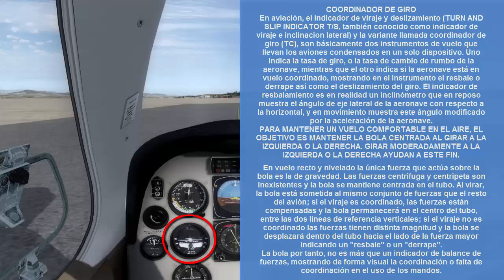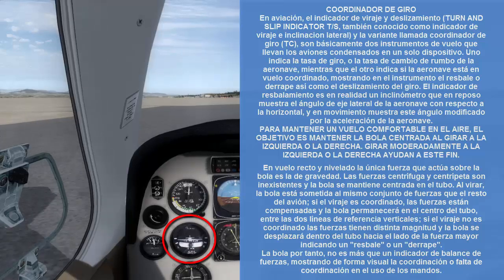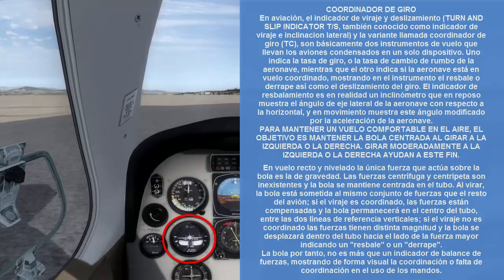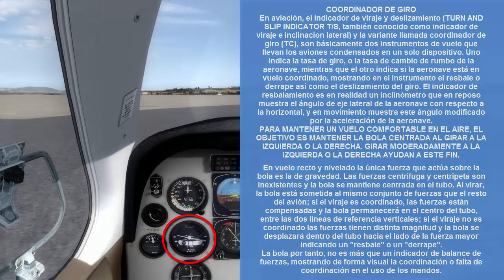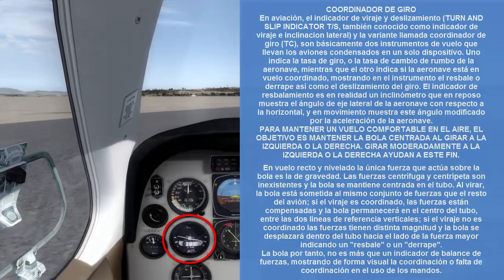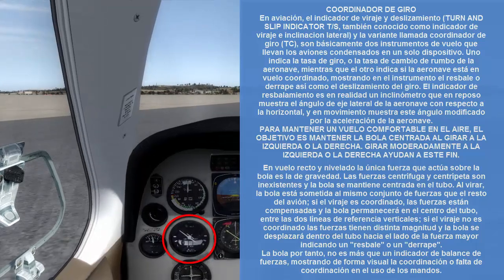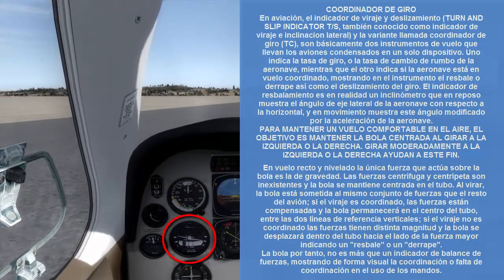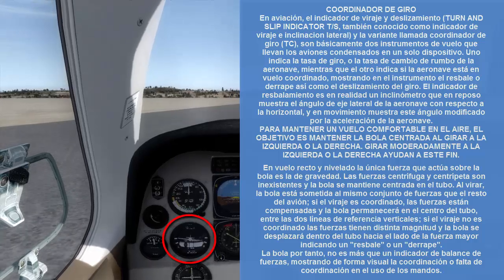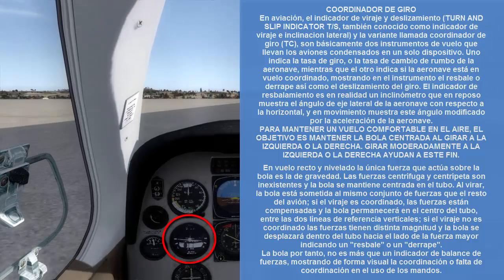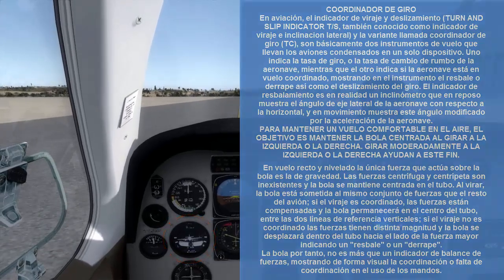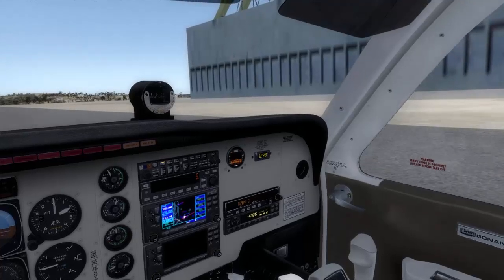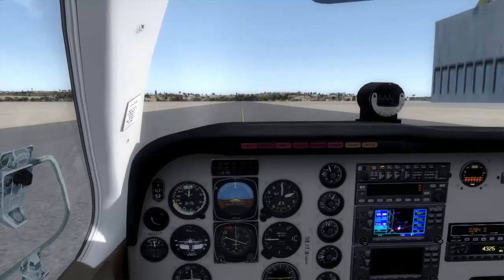The goal is to always maintain the ball centered when you are in flight. Doing the taxi, of course, you cannot do that, but when you're flying you must keep the ball centered. How could you do that? You can do that by moving your aircraft gently. Don't try to imitate Tom Cruise when he was flying in Top Gun. This is not Top Gun, and we are not Tom Cruise.